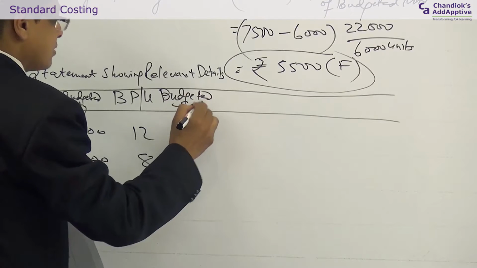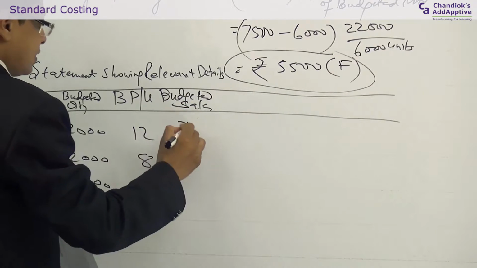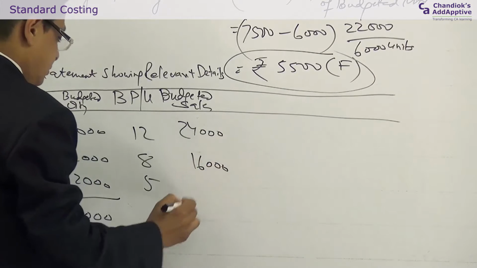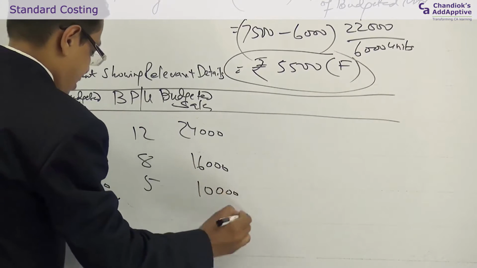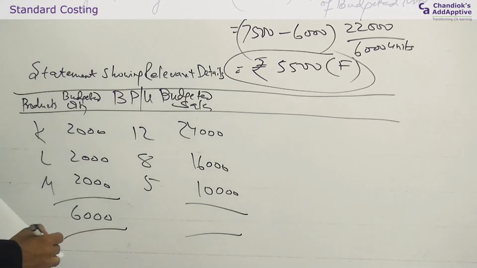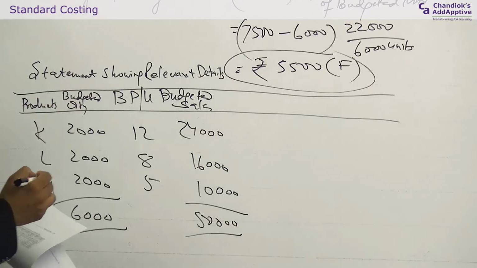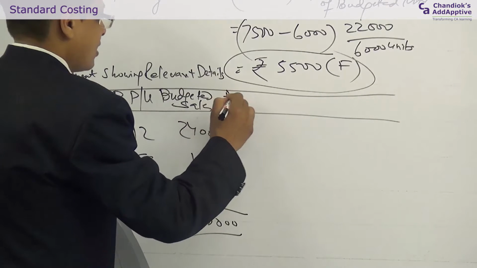Budgeted sales: 24,000, 16,000 and 10,000. So, if you add it, this becomes 50,000. You have actual quantity.